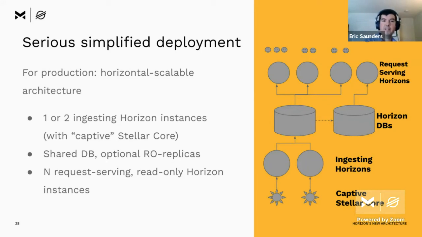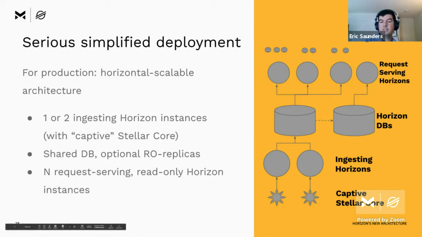And if you run out of bandwidth and your database can't deal with more Horizons and you need more behind a load balancer, you can replicate the database. So here, the dashed line represents replication. We have a read-only replica of the DB, and we can fork off more request-serving Horizons from that replica. So this is only possible because we've decoupled Stellar Core and Horizon entirely.